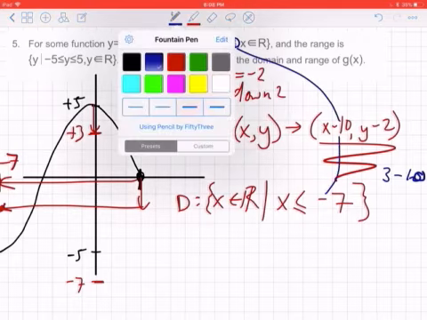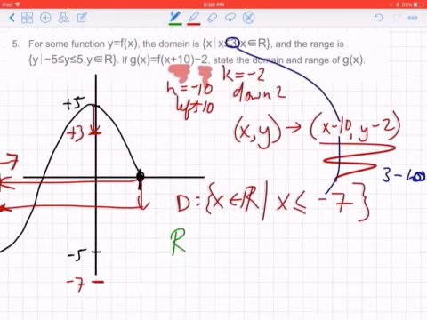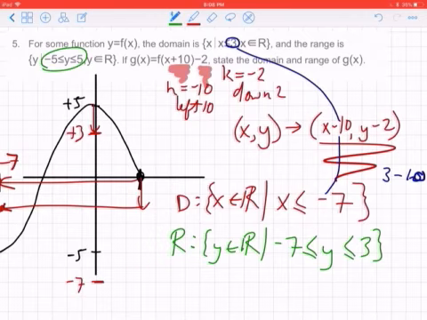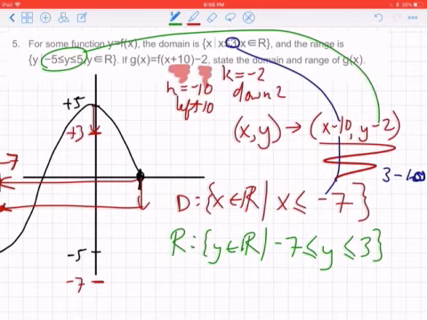If I do the exact same thing with the range, it is going to be y is an element of real numbers such that -7 is less than or equal to y, which is less than or equal to 3. And again, I got that from taking these numbers of -5 and +5, subtracting 2 from each of those, and I end up getting these values of -7 and +3.